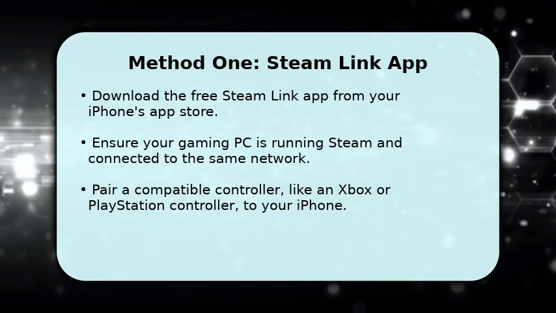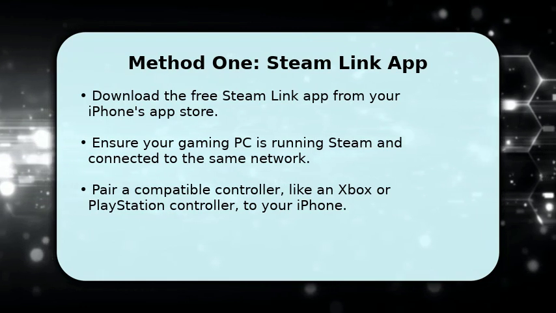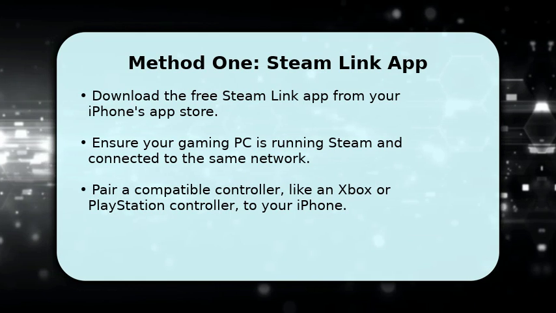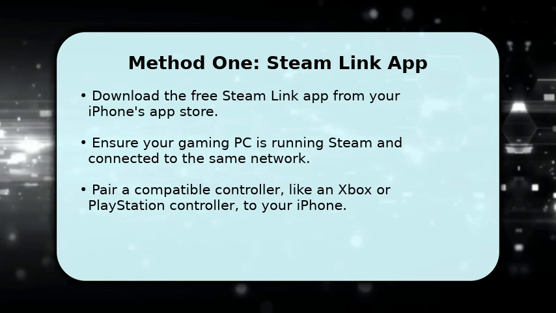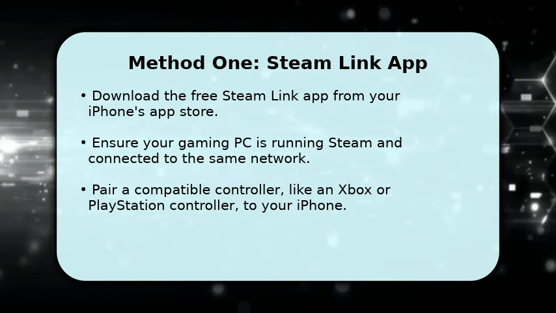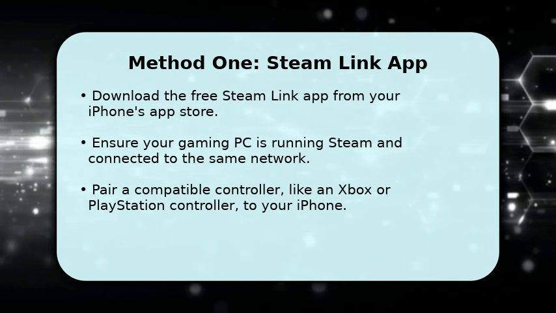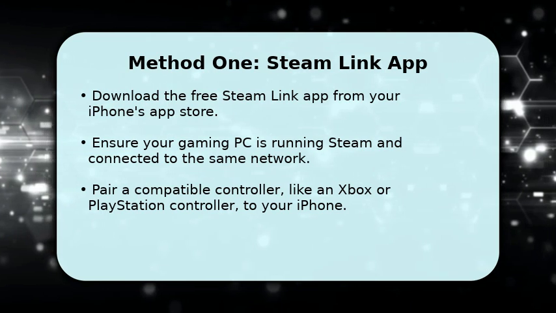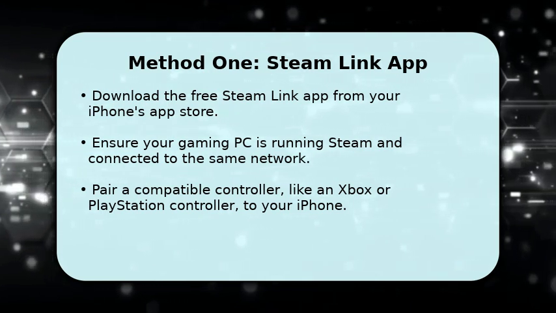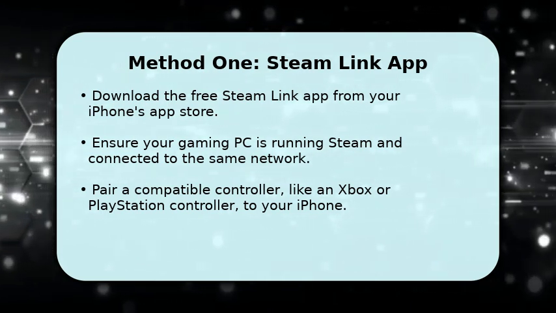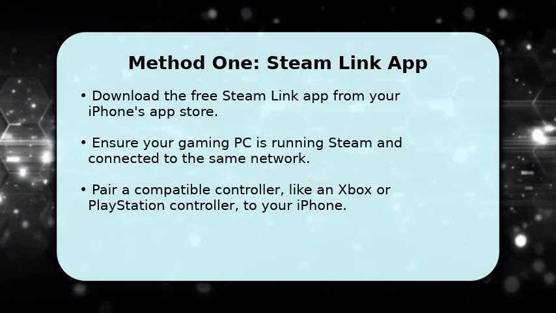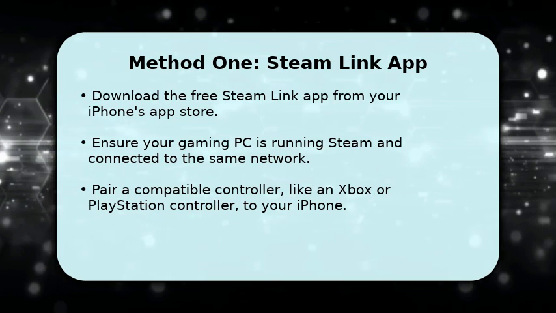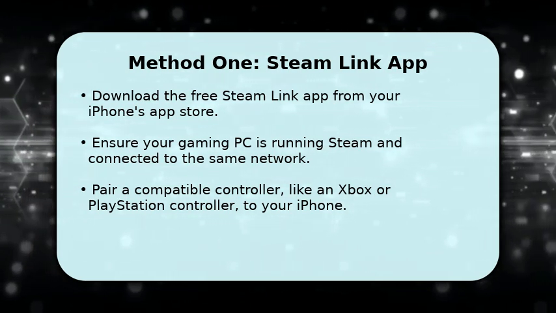One popular way to play is by using the free Steam Link app. First, download the app onto your iPhone. Next, make sure your personal computer, where Counter-Strike 2 is installed, is powered on and running Steam. Both your iPhone and computer need to be on the same local network for this to work effectively. You'll then pair a compatible Bluetooth controller to your iPhone, such as an Xbox or PlayStation controller, for the best gameplay experience. Finally, launch Counter-Strike 2 directly from your Steam library within the app.